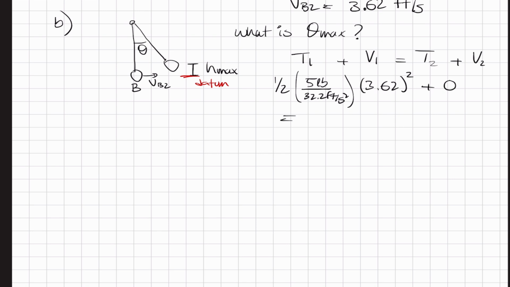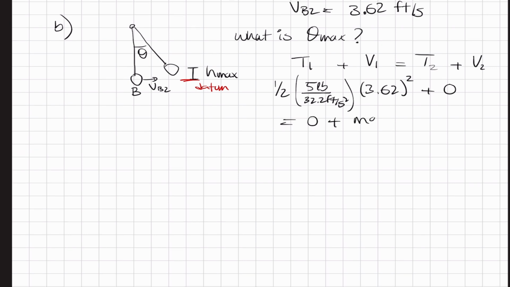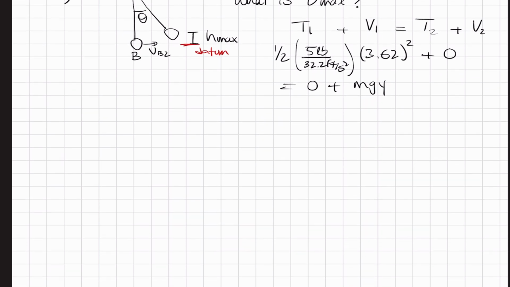Now we have to look at the right-hand side. As the mass goes up, it gains elevation and it loses velocity until it reaches maximum elevation and it loses all of its velocity. So your kinetic energy at T2 is 0. And then you have mgy. Y here is kind of interesting for V2. Y needs to be expressed in terms of theta instead of H max. So let's say we're looking at H max. When it's down below, it's just 0 feet.